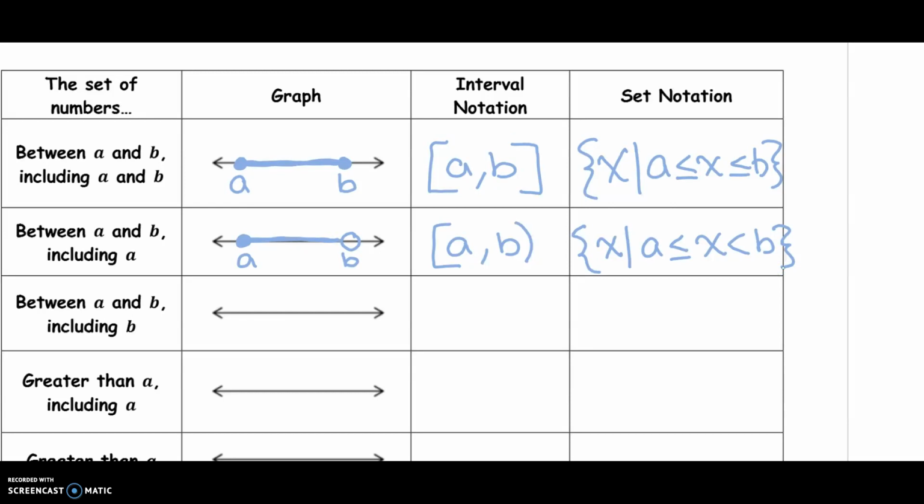Okay, next one says between A and B, including B. So this would be the opposite, open circle at A, closed circle at B, and we're talking about all of the numbers in between. So because we're not including A this time, this will be the opposite of the one above us, a bracket around the B.